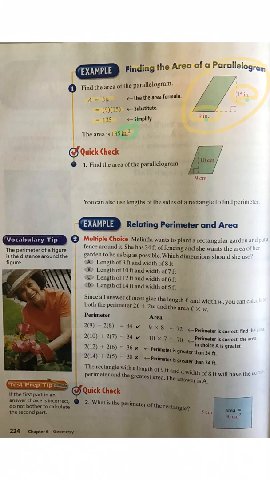Find the area of this parallelogram. Go ahead and press pause and see if you can figure that one out yourself. Okay, so hopefully you came up with the area equals the base times the height. So the base is going to be 9 centimeters. The height is 10. Multiply those together, you get 90. We're looking at centimeters, centimeters squared.